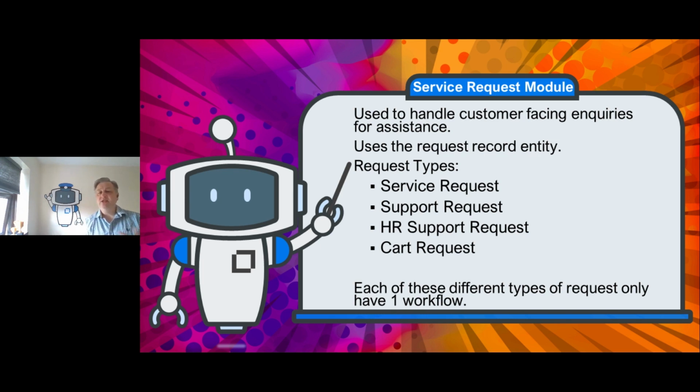Okay, so let's go back to that service request module. As we said, it's used to handle customer-facing inquiries and uses the request record entity. And we've got those 4 types. So let's look at those 4 types in a little bit more detail.